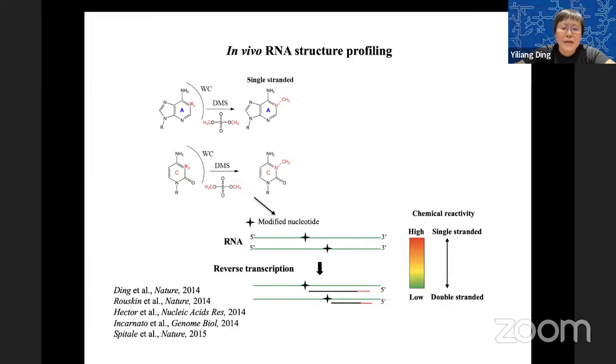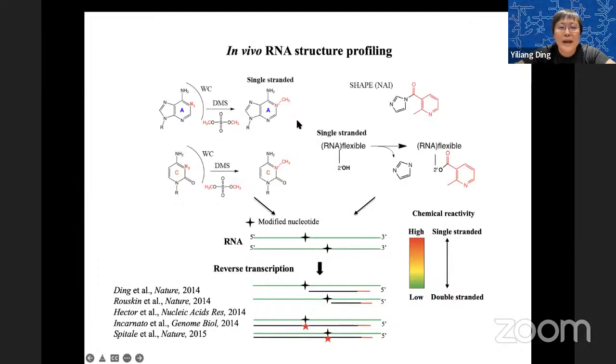We can also slightly change the reverse transcription reaction to let the reverse transcriptase bypass these modified nucleotides by introducing mutations. So you can also capture this by deep sequencing all these mutations to estimate the single-strandedness. We also have another chemical which, instead of modifying the nucleotide base, we call it a SHAPE chemical, which can acylate the 2' hydroxyl group of single-stranded RNA and put an adduct on the RNA. Similarly, reverse transcription stalling or mutation can capture this kind of modification. Then we can also generate a SHAPE chemical reactivity.